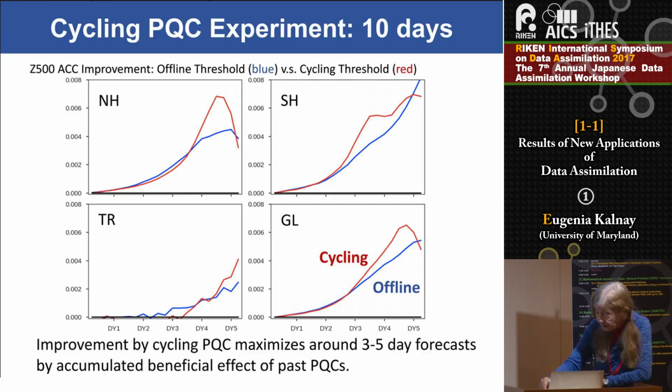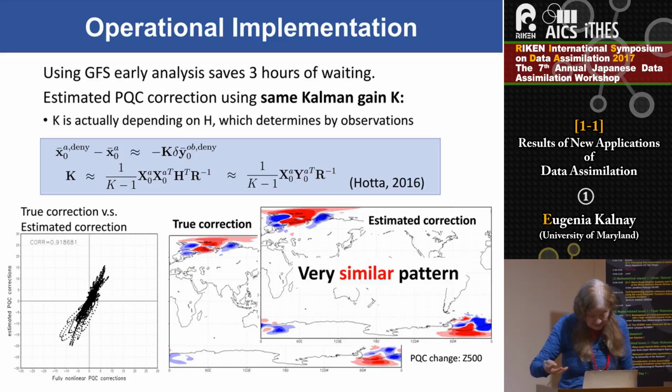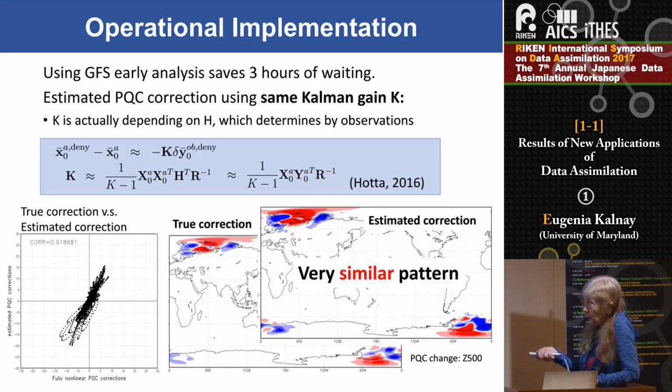And another problem is that if we take away the observations, we should have to do the analysis again, and that's a very expensive thing. But we thought, with Yoichiro Ota starting, that it would be possible to just use the approximation used in the PQC, which estimates the impact of each observation, so we can just use the same estimation to change the analysis. And you can see that the estimated correction using the PQC and the true correction are very, very similar, and they are highly correlated, so that's very cheap.